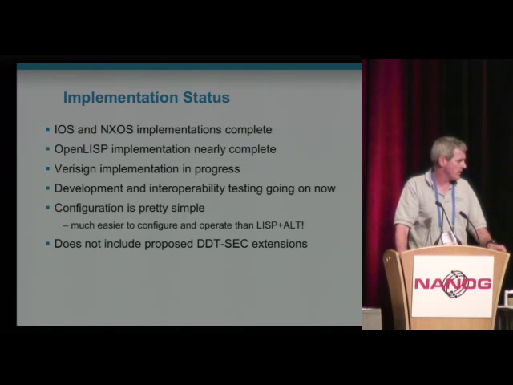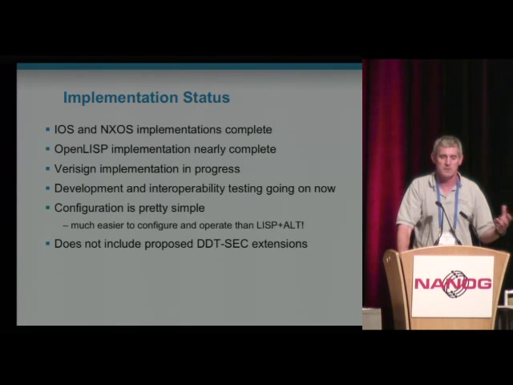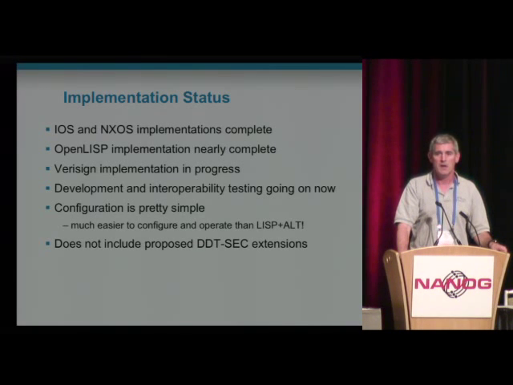We have 100 and something beta sites in a bunch of different locations around the world. And then we have probably half a dozen different sites where the DDT regional delegations are made. And I have a slide on that in a minute. Nice thing about this is the configuration and the operation is much simpler than ALT was. We don't have to deal with any BGP filters, AS number assignments, GRE tunnels, or VRF management.